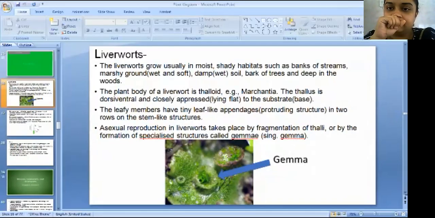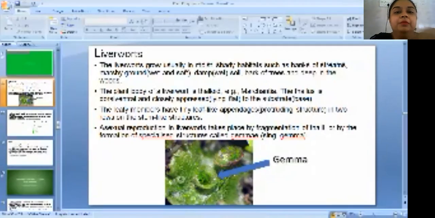The most moist, shady, marshy lands and damp soil, and of streams. Also, it is thalloid. What is thalloid? It does not have roots, stems and leaves. I discussed this earlier.